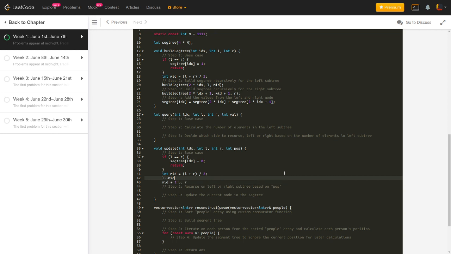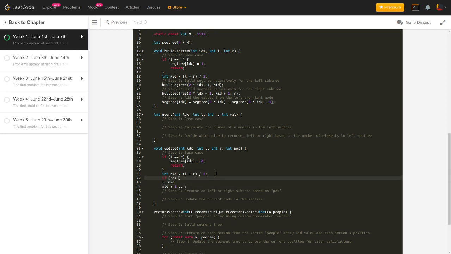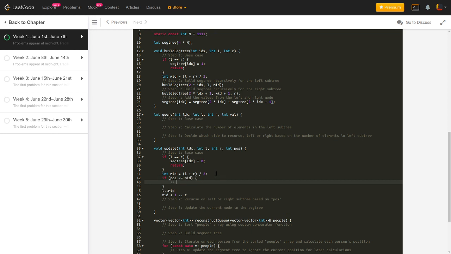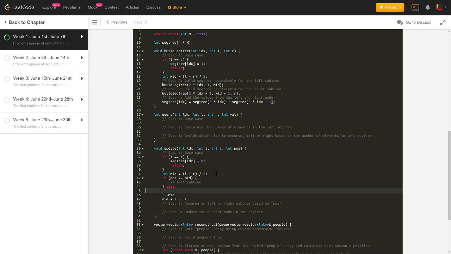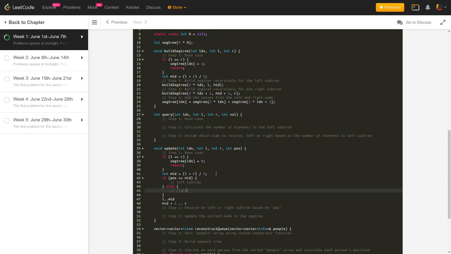So if this position falls in this range, which is L to mid, I'll just recurse on the left subtree, or else I'll just recurse on the right subtree. Okay, so this is what I'll do. If position is less than or equal to mid, I'll go on the left subtree. Else I'll update this on the right subtree.